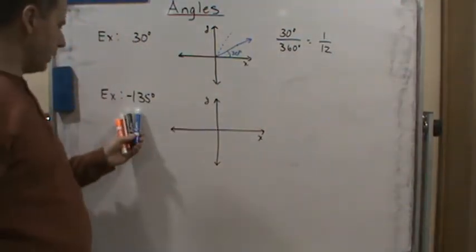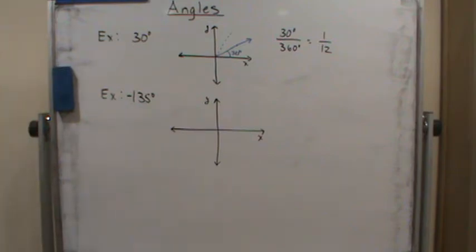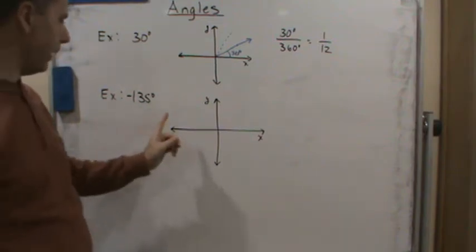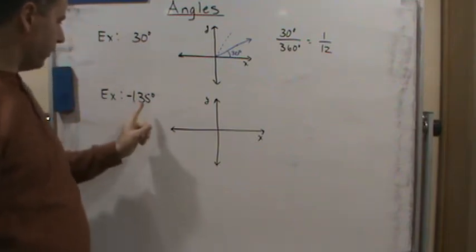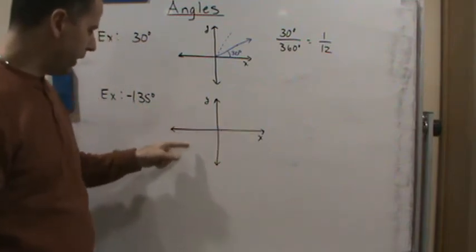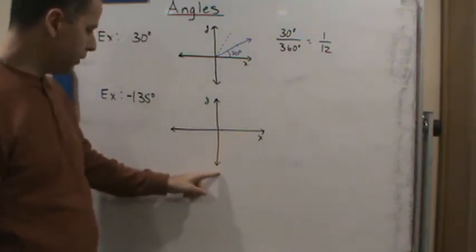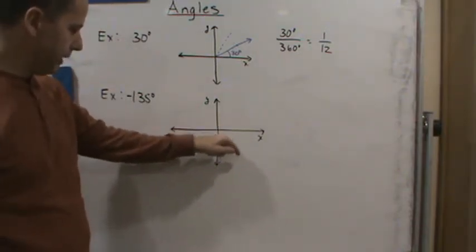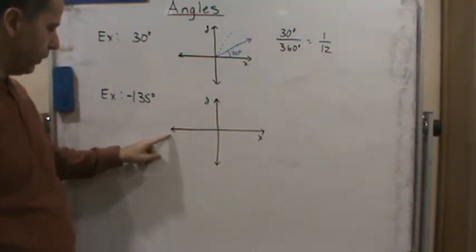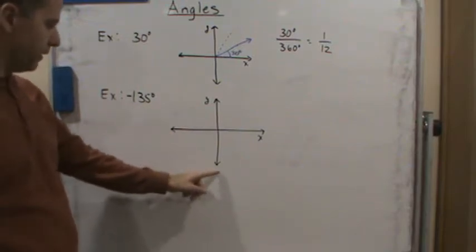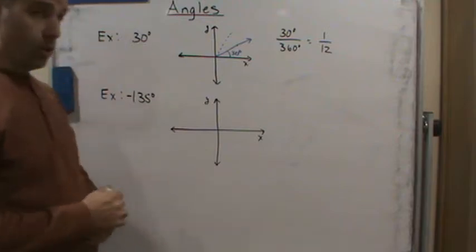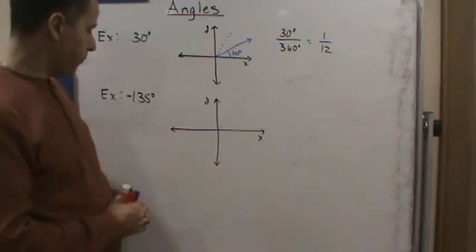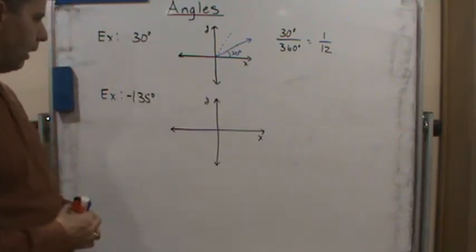Okay, what about this one, -135? Again, I'm going clockwise, so which quadrant am I in? Think about it this way: I'm going this way, going negative, -90, -180, so it's in between -90 and -180, so it's in here somewhere. How would you do this?